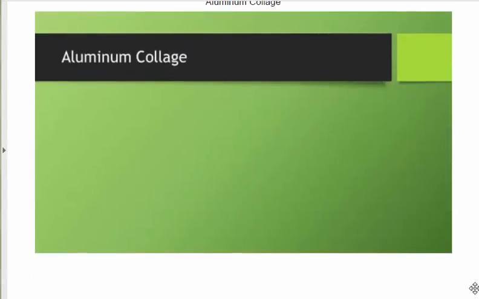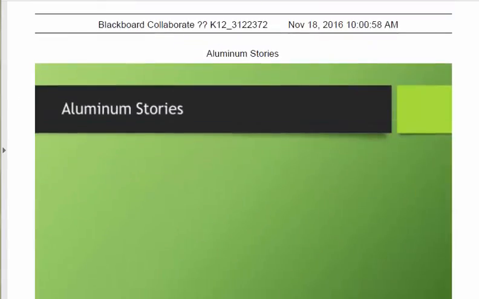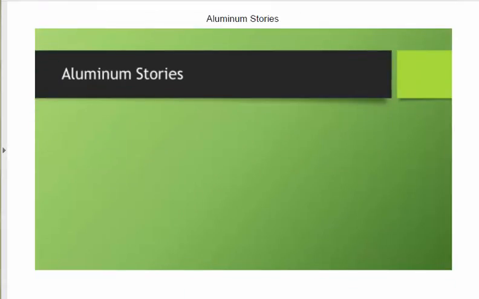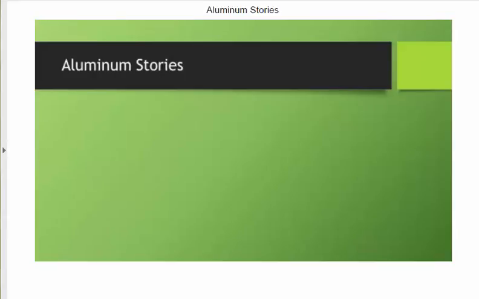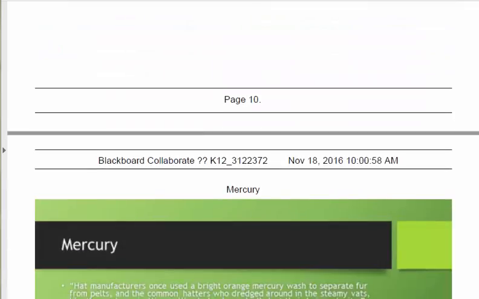And then they could do a Google search for aluminum images and paste them here. And then if they had any funny aluminum stories from their childhood or even recent ones, they were able to share it there. And then the next breakout room was mercury.